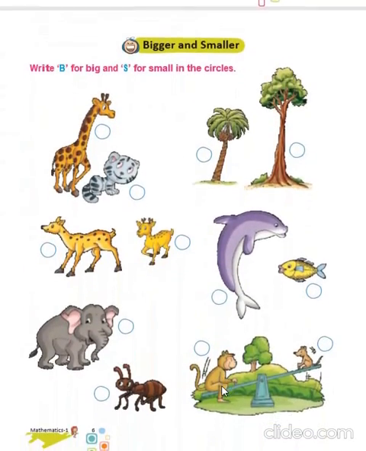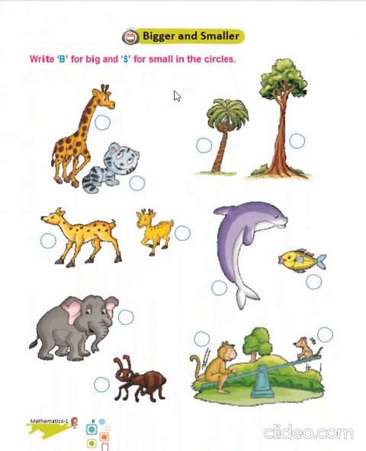Now come to second, bigger and smaller. By comparing two things, we can tell whether the particular thing is small or big. On comparing these two, we can tell that this one is big and this one is small. On comparing these two plants, we can tell this one is small and this one is big.